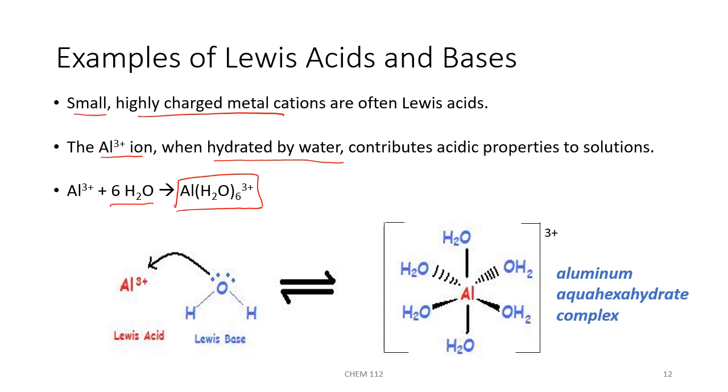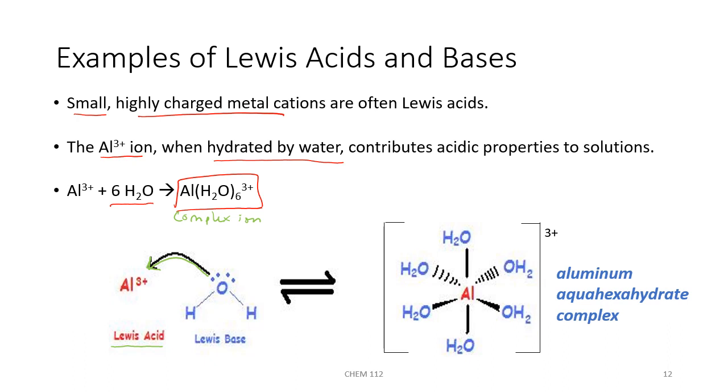This is actually a Lewis acid-base reaction taking place. So the Lewis base would be the water molecule, which would have a lone pair of electrons being donated to the aluminum 3+ ion. The aluminum 3+ ion is accepting those electrons, so it would be the Lewis acid. This would actually happen 6 times to form this specific complex ion.